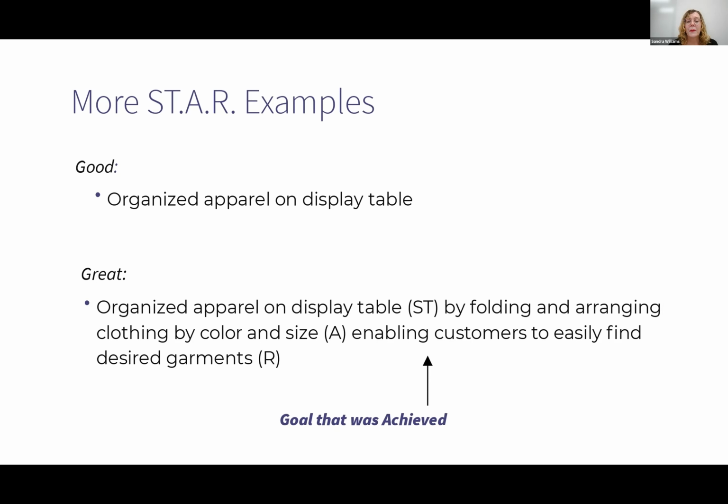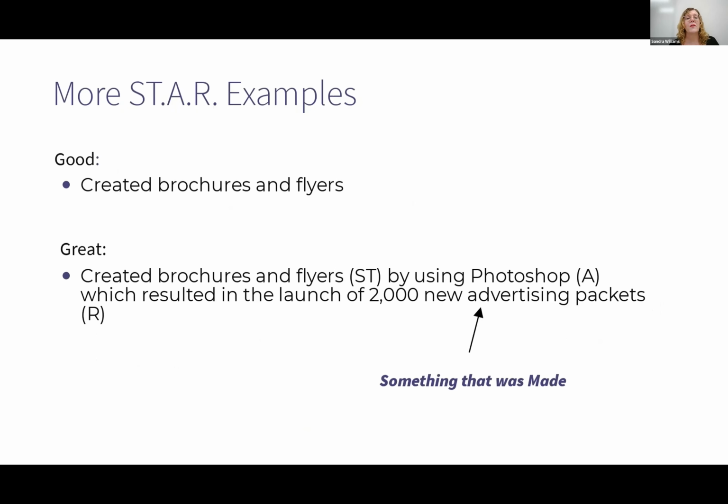Organized apparel on display table. That was the task. By folding and arranging clothing by color and size. That was the action that we took. What was the result? Enabling customers to easily find desired garments. That was a goal we achieved. That was the result. And one last one.